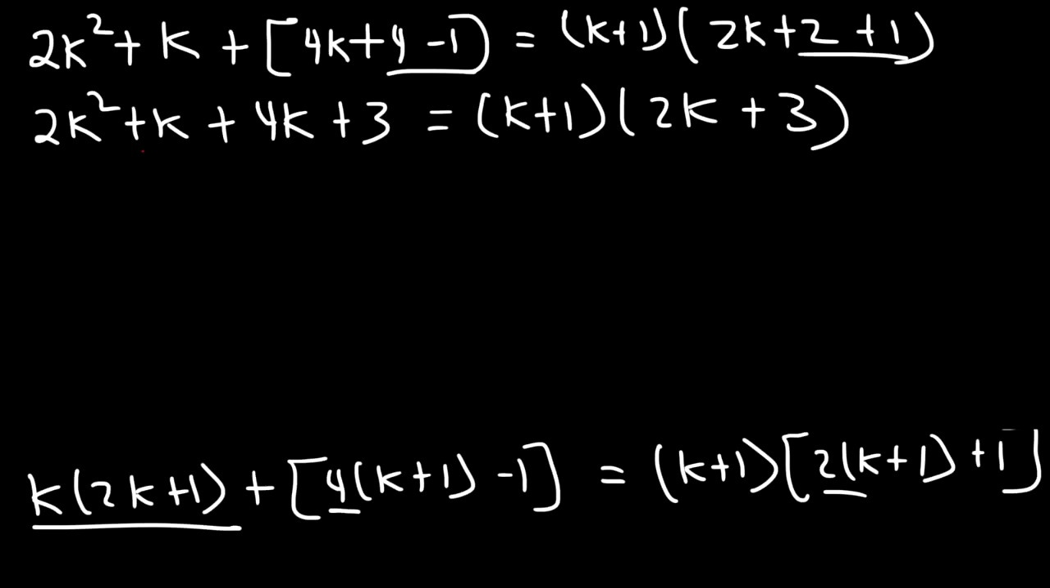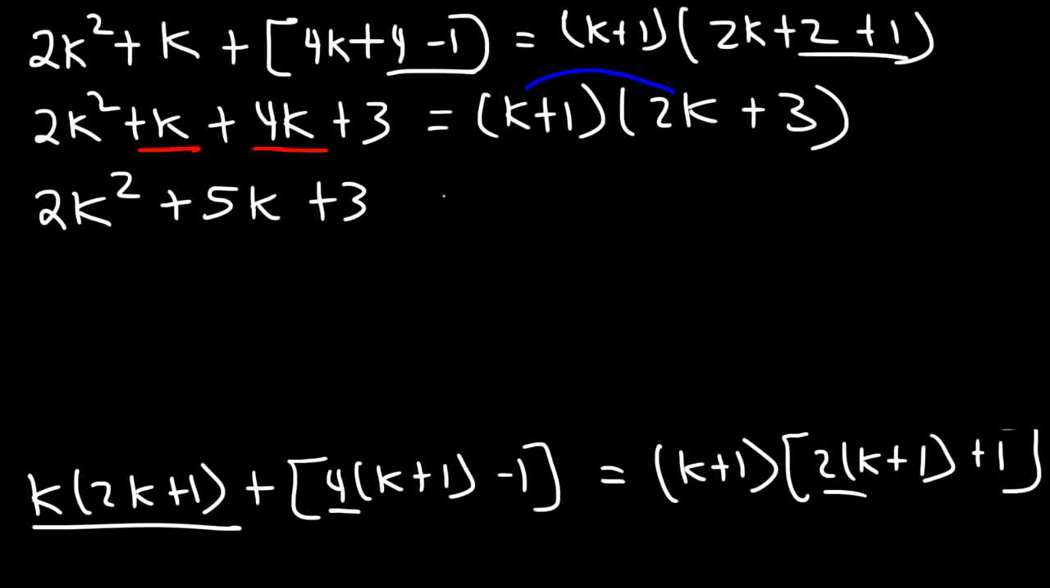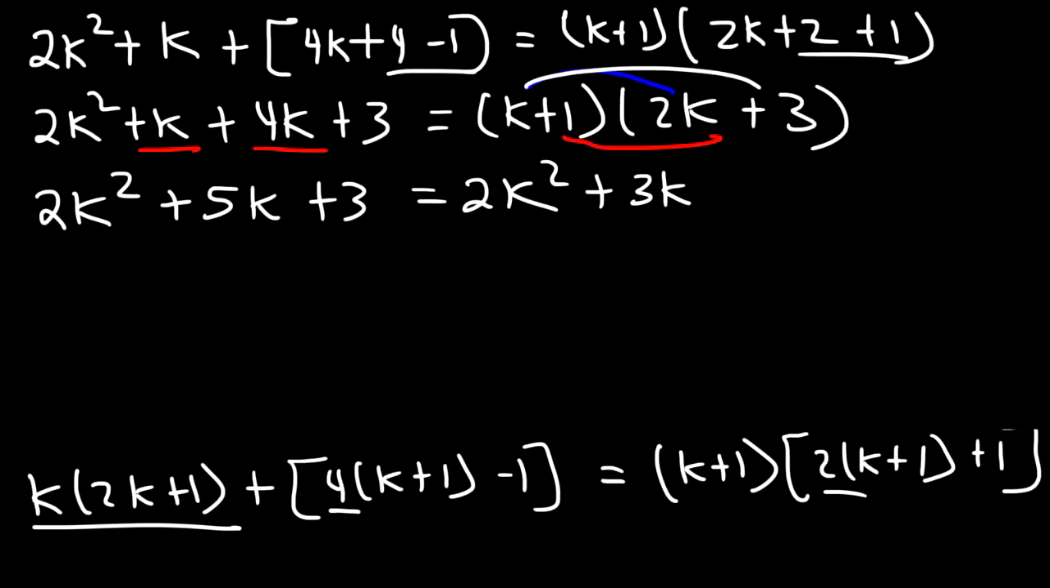On the left, let's combine like terms. So we have 2k squared, k plus 4k, that's 5k. And on the right, we need to FOIL. So we're going to have k times 2k, that's 2k squared, and then k times 3, which is 3k. And next, 1 times 2k. And finally, 1 times 3, which is 3.